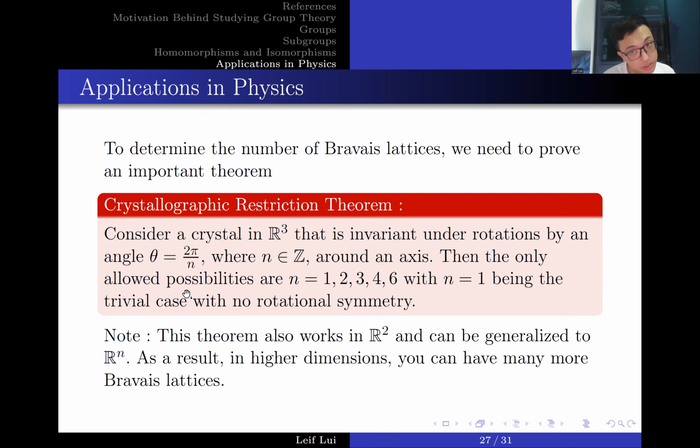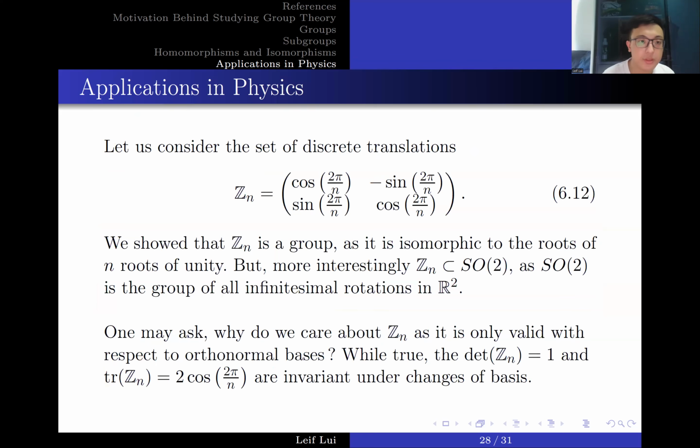If we set n equals 1, this is a rotation by 2 pi, which should be exactly the same. So I talked about this theorem in R3. This theorem also works in R2 and can be generalized to Rn. And as a result, in higher dimensions, there are many more Bravais lattices.